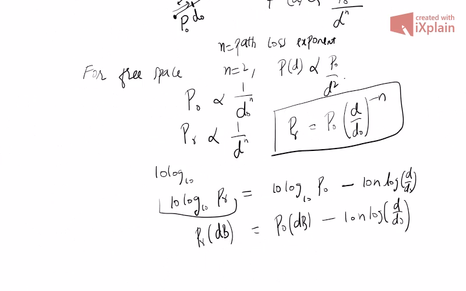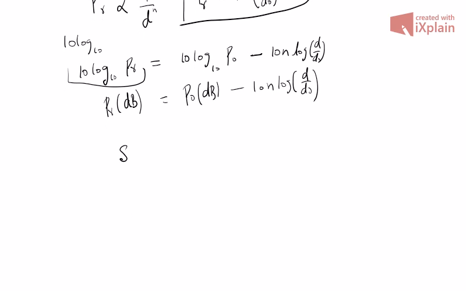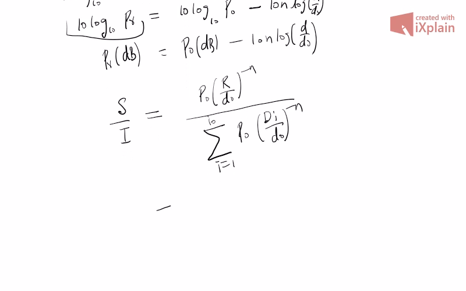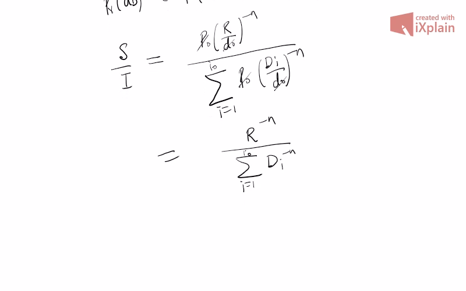Now what will then be the signal to interference ratio? So S over I will be equal to P naught R over D naught to the power minus n, divided by the summation of P naught di divided by D naught to the power minus n, for i equal to 1 to I naught, right? This D naught is constant, fixed. P naught is also fixed. So we will get R to the power minus n divided by the summation of di to the power minus n, i equal to 1 to I naught.